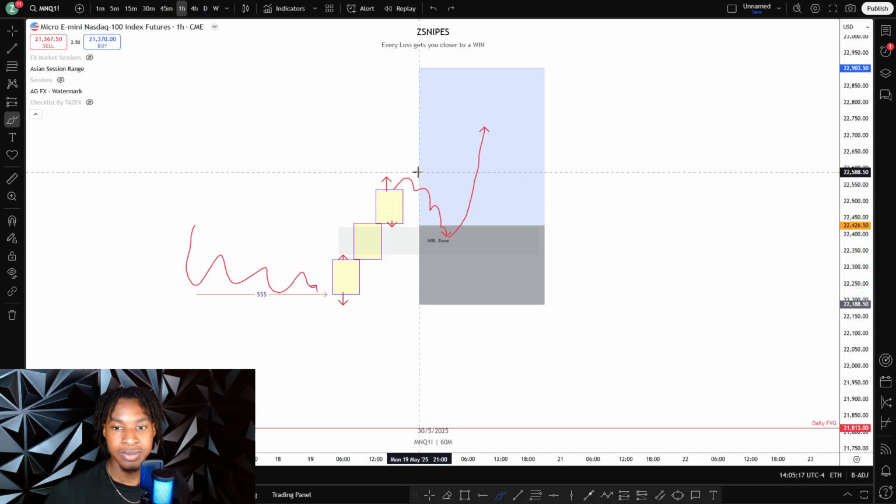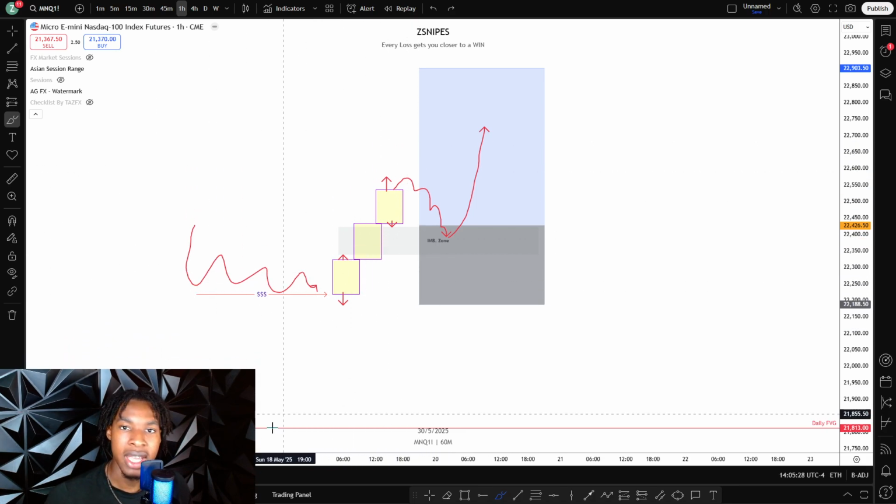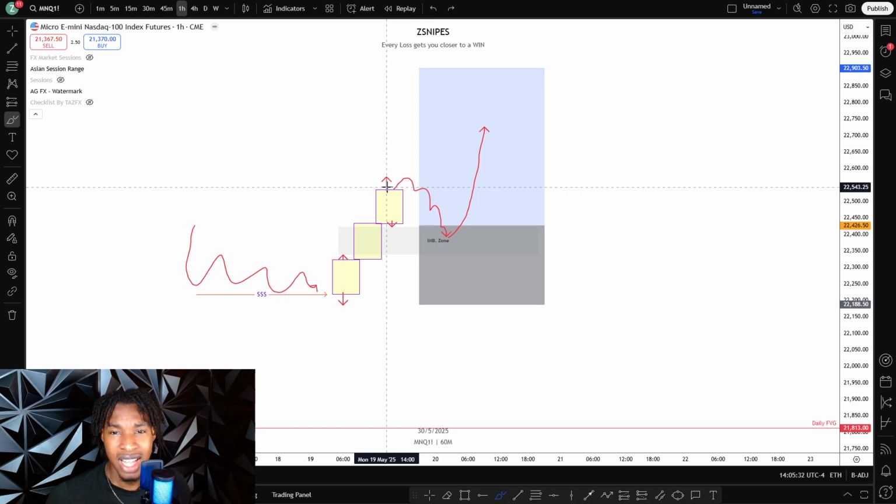Okay, so that is the rule of thumb when it comes to fair value gaps. This is going to be the best entry that you can take, when we're sweeping these lows and creating a bullish fair value gap after sweeping liquidity. That is a nice setup.